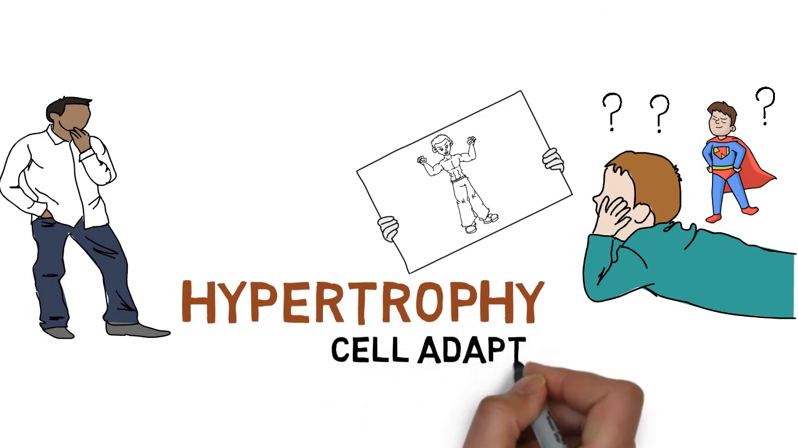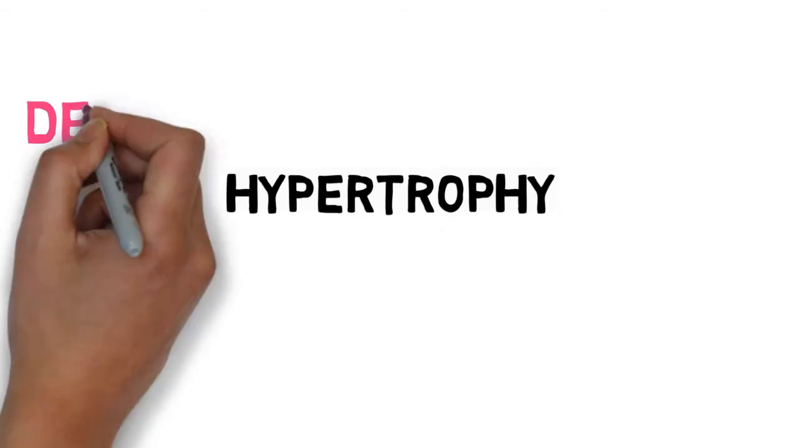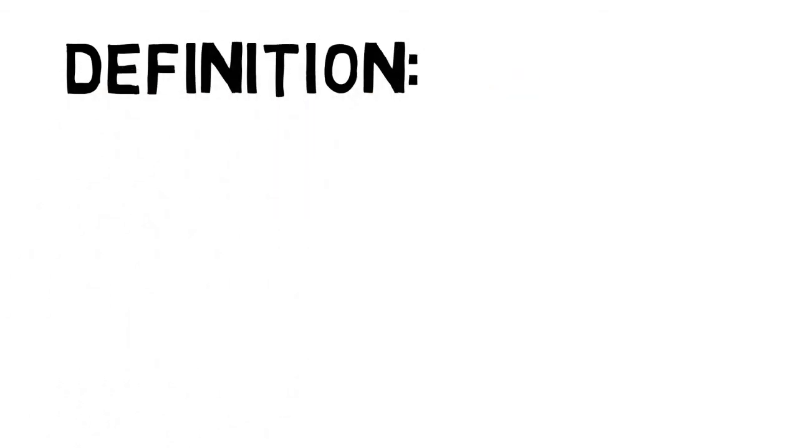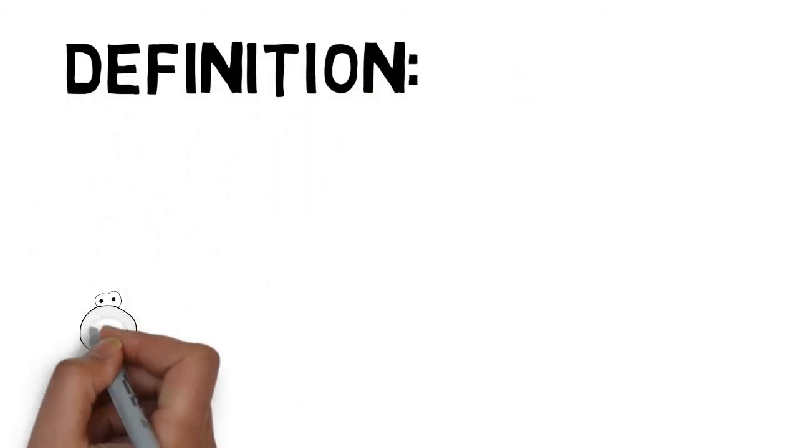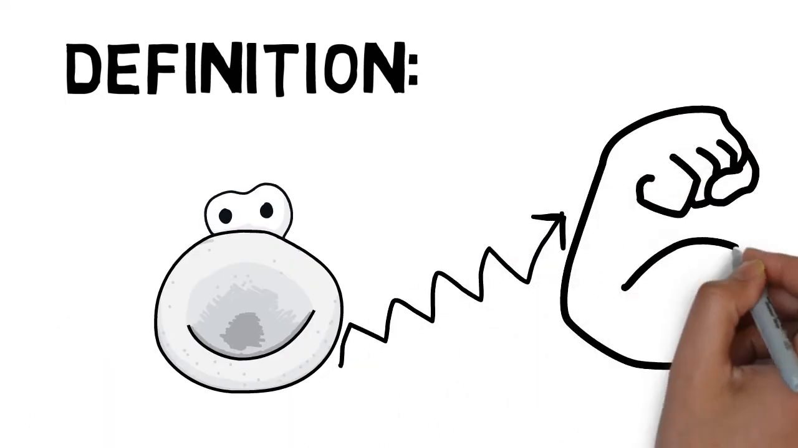Hypertrophy is a type of cell adaptation. We shall learn about hypertrophy definition, cells in which it occurs, types, examples, and mechanism. So what is hypertrophy? Hypertrophy means increase in the size of cells, which leads to increase in size of the affected organ.